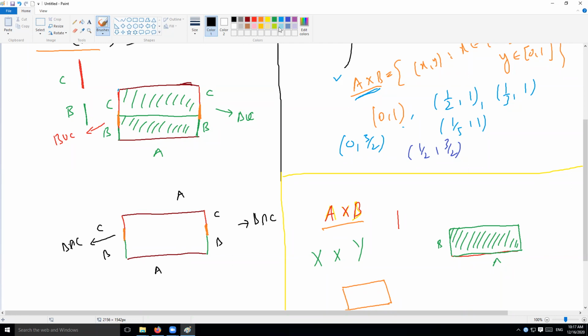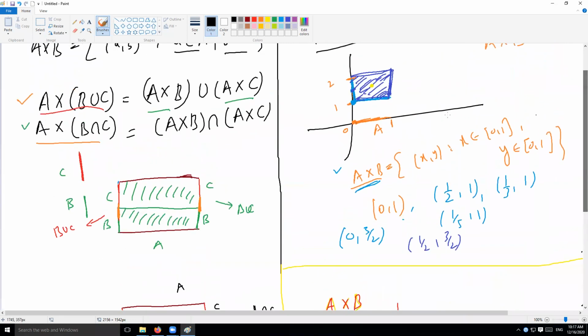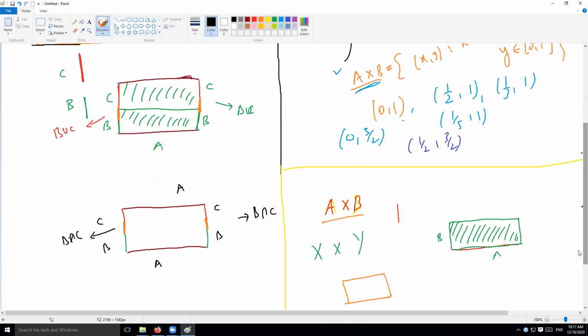Now, what does this say? The identity says, take the cross product of A with the intersection. In other words, make a rectangle with base A and height in B intersection C. So where is that rectangle? How can I make it? Okay, so let me make this rectangle. This is really the rectangle that you are talking about. You agree with me that it is a rectangle? Yes, sir. Okay, this blue part.